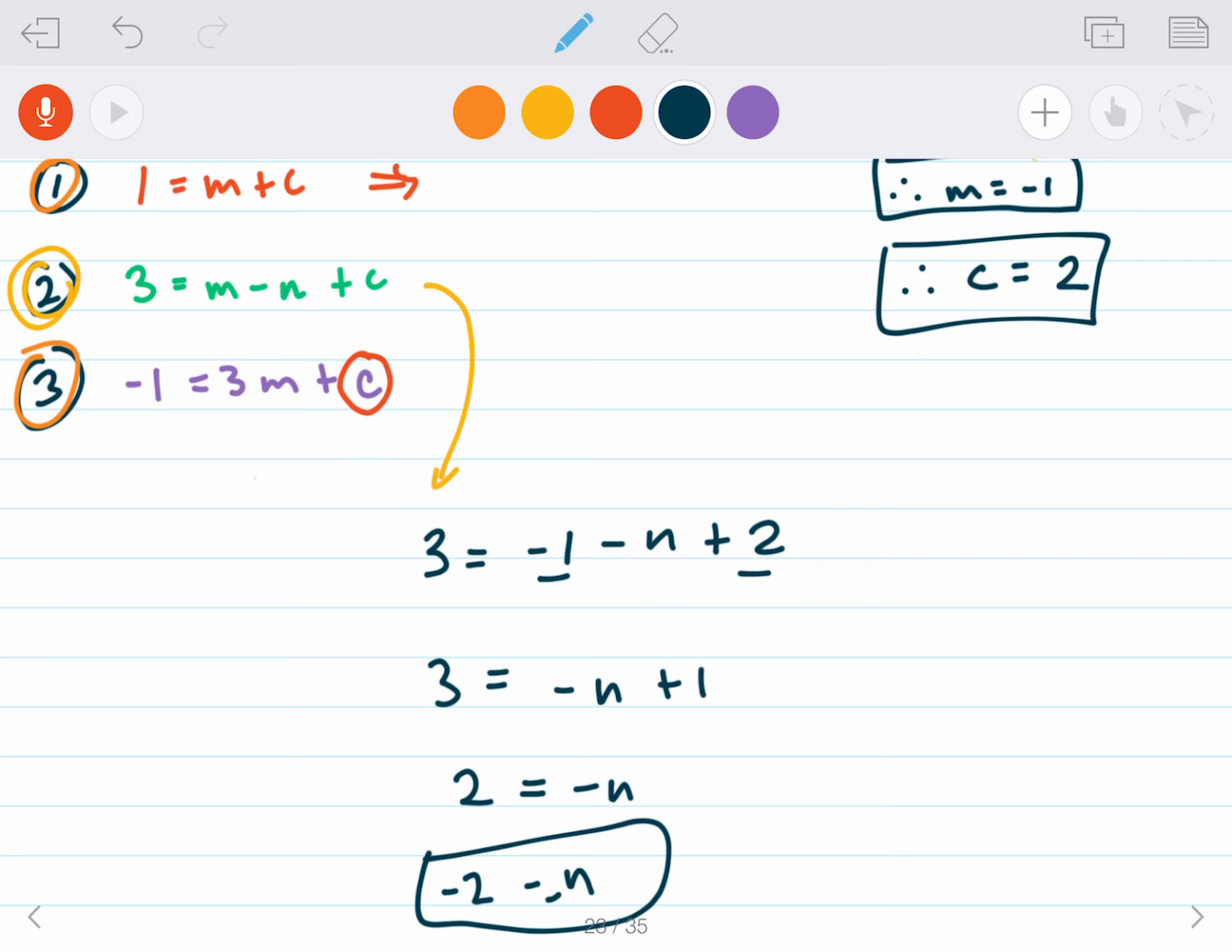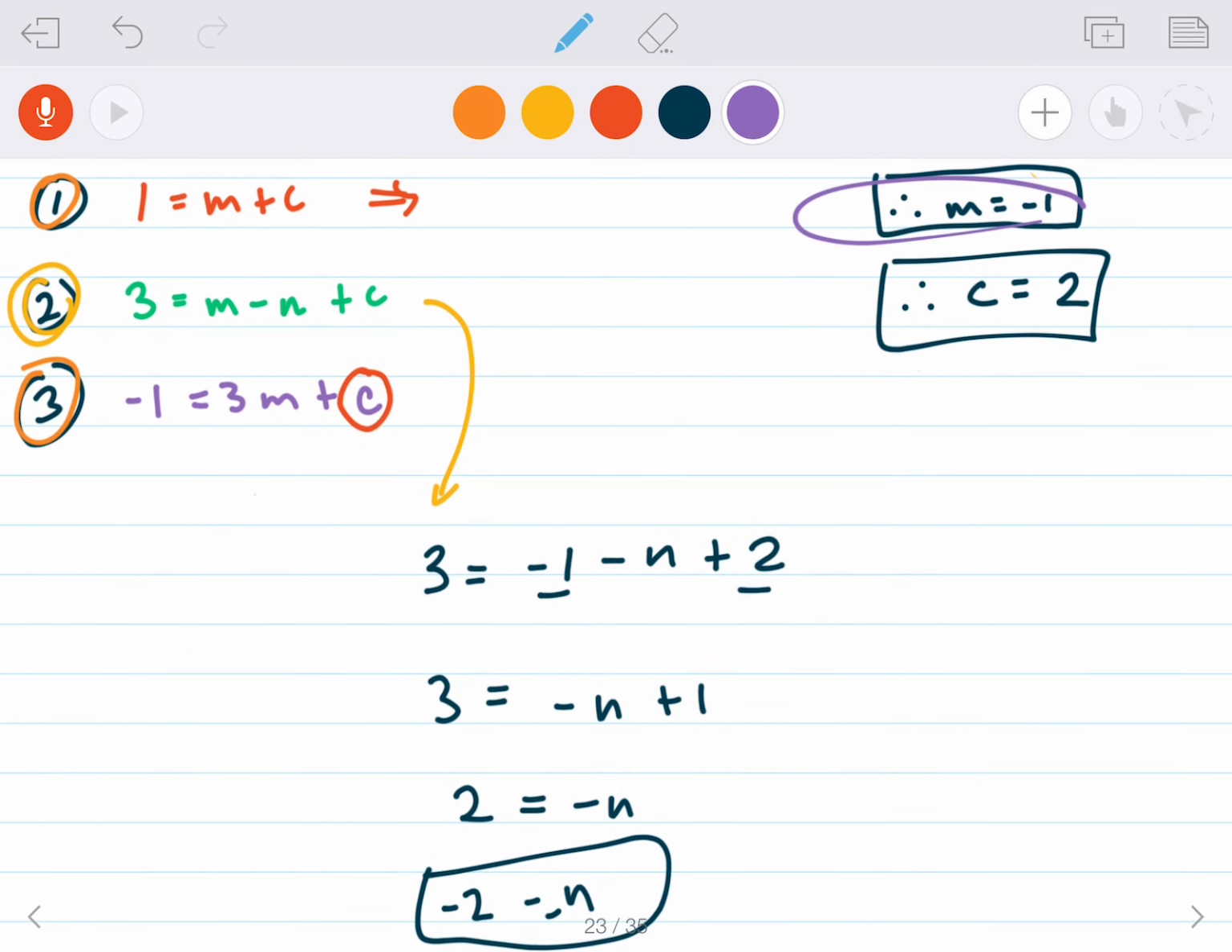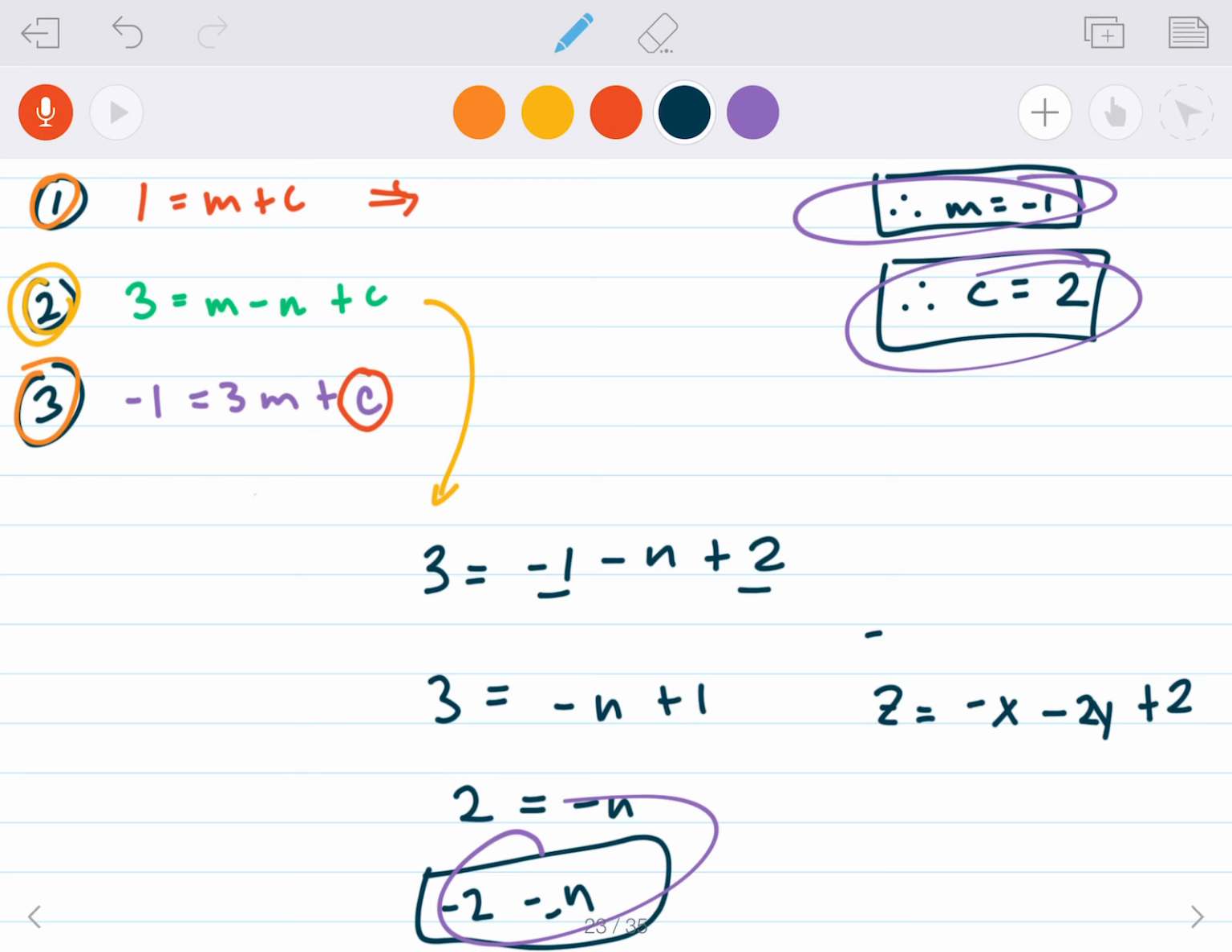And so now we can write our equation with these 3 values. Our equation is going to be z equals m times x plus n times y plus c, with m equals negative 1, n equals negative 2, and c equals 2. And this is our answer right here.